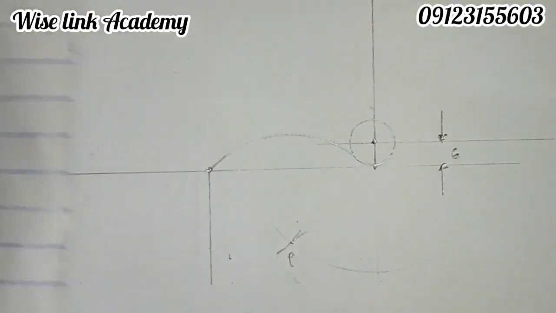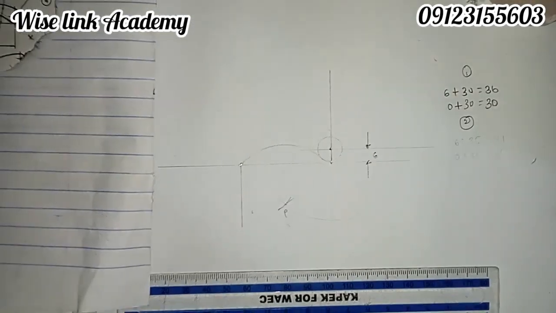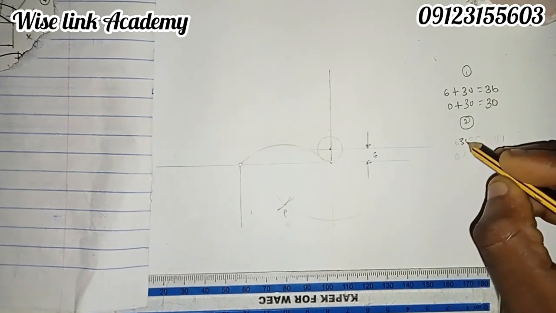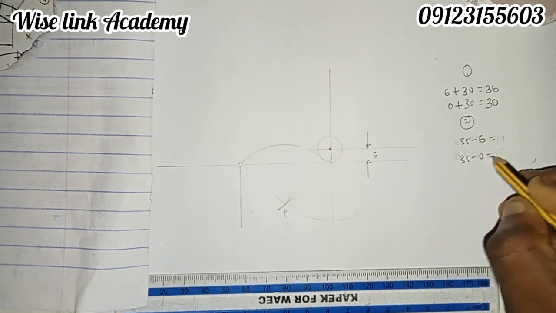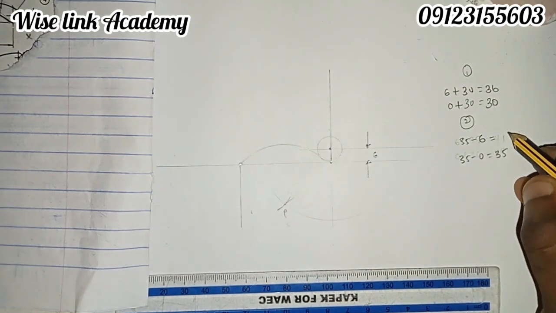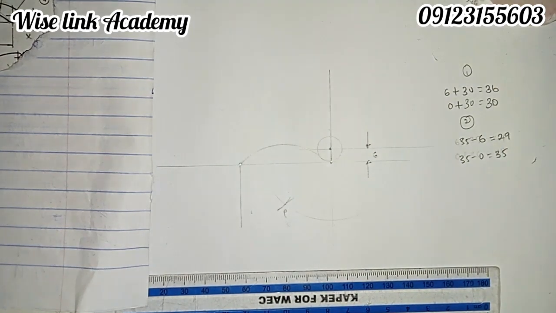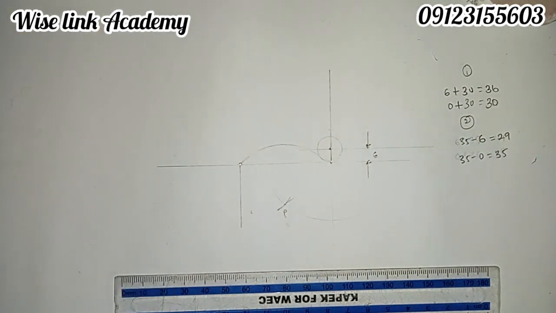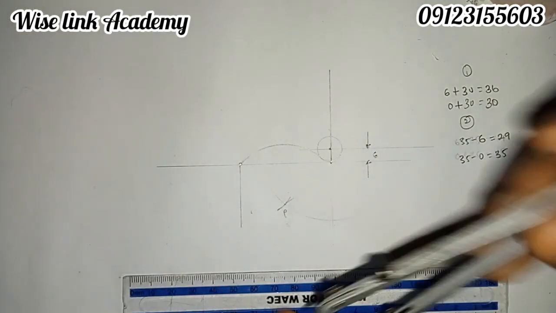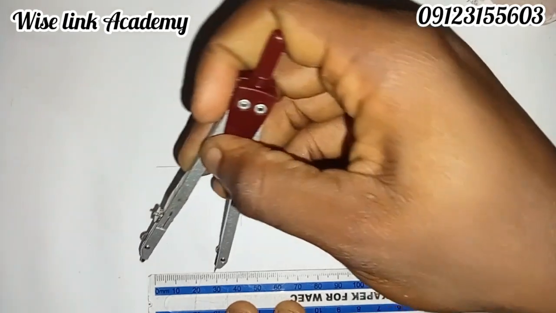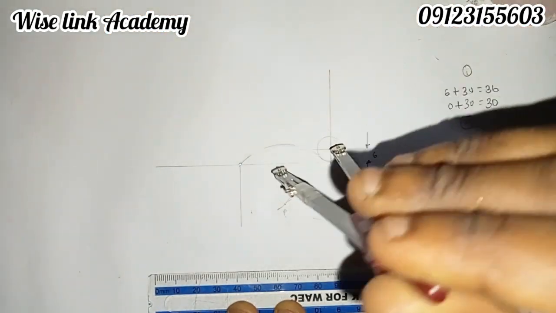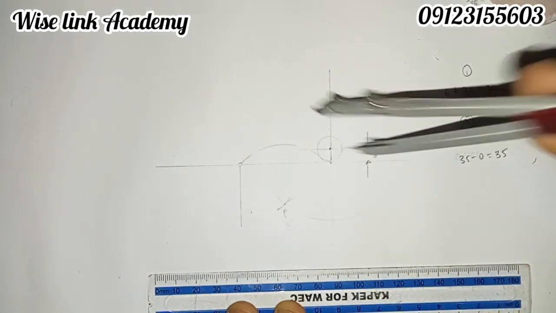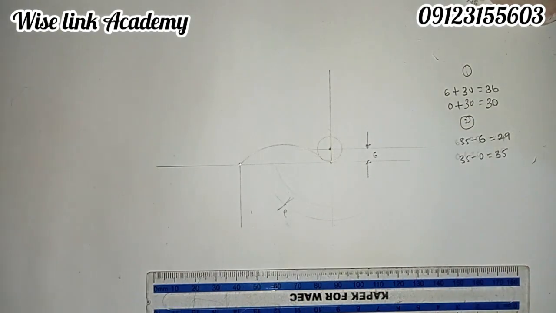So I'll be having this. Let me show you. 35 minus 6, and 35 minus 0 is what? 35. So 35 minus 6 is what? 29. So let's measure that. I will measure 29 from here to here. Put at this point, strike an arc. So you can see my arc.